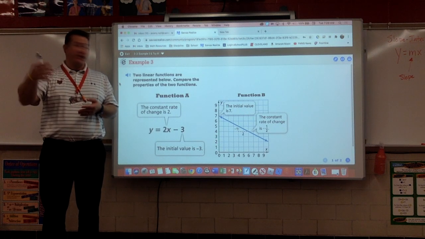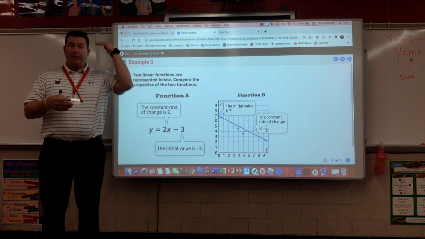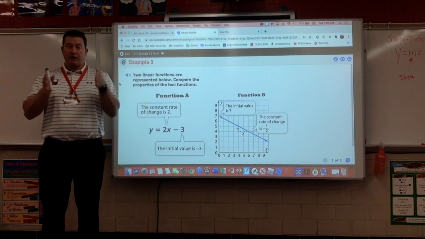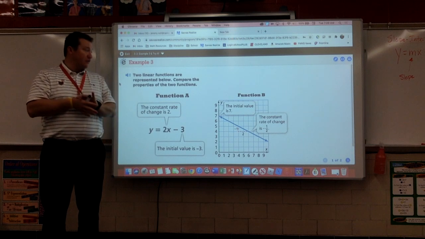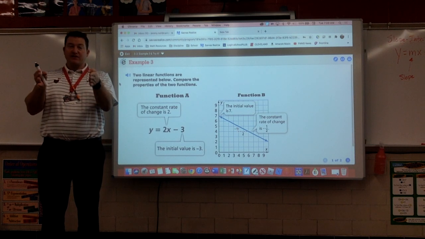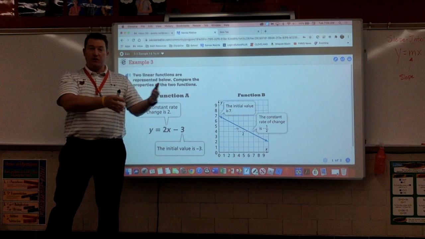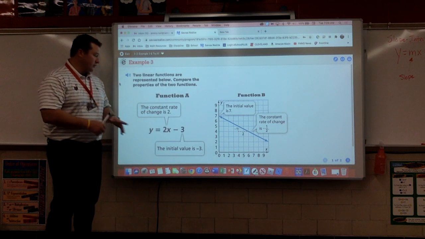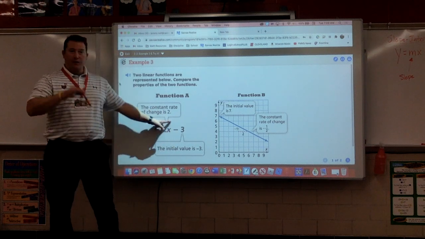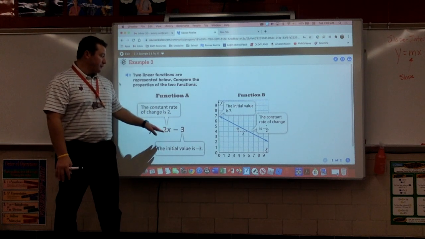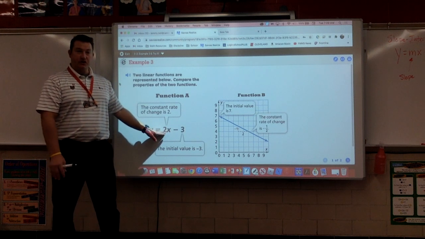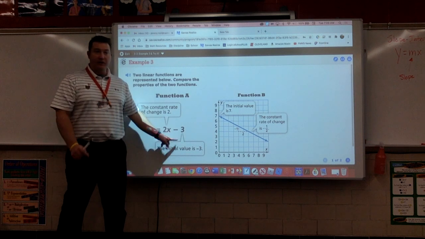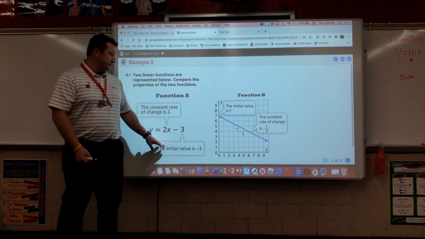So we want to say, hey, function A has this rate of change compared with function B's rate of change. Then we're going to look at the other property, the y-intercept or the initial value. Function A has this initial value compared with function B, which has this initial value. Sometimes they might want to know which one is greater. So in our equation here, we should be very comfortable with this. My rate of change is 2. My initial value is not 3. It is negative 3.